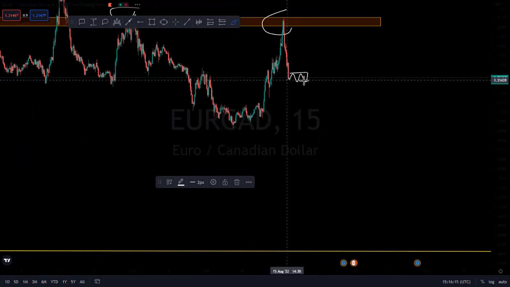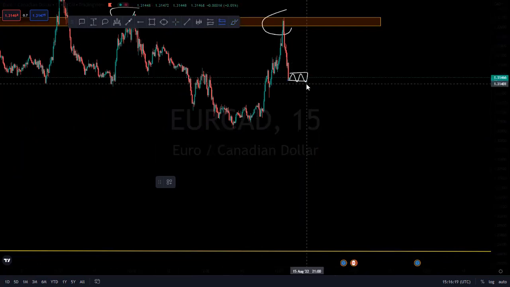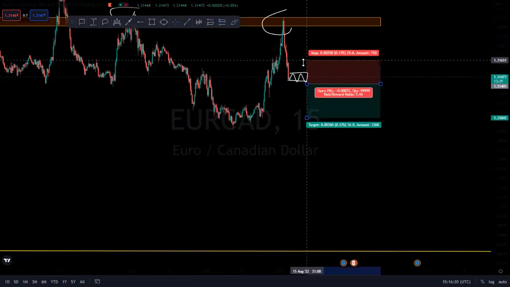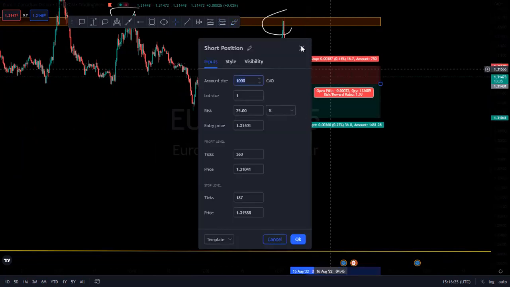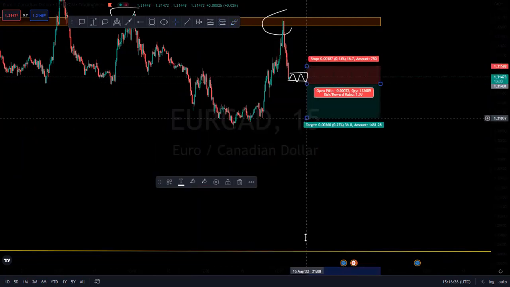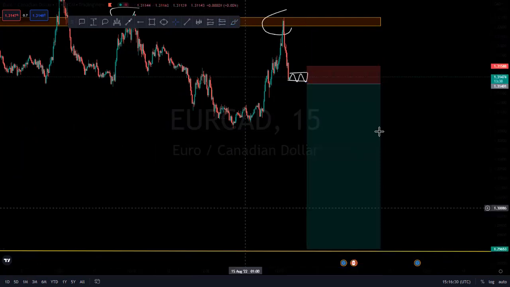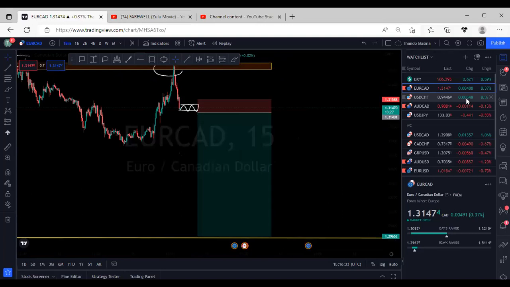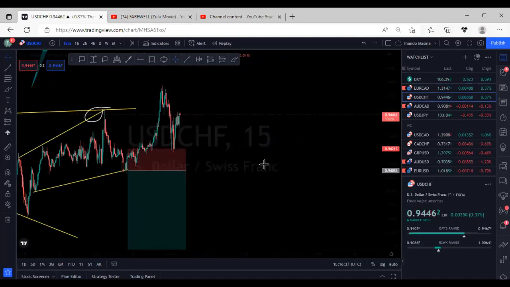After that nice correction, I'll have my sell stop, the code 18 pip stop. Then my target should be here. Yeah, it's on my watch list. Then USD CAD.